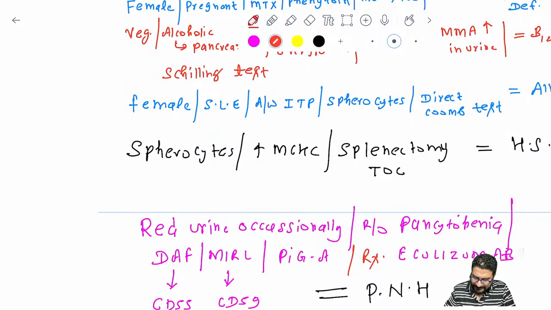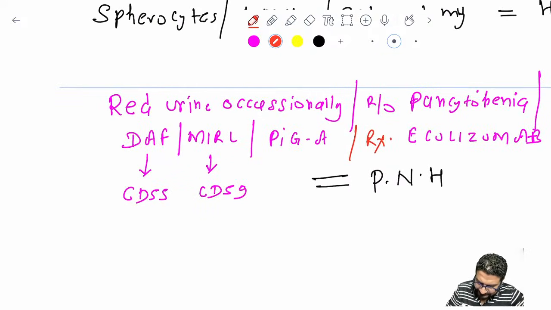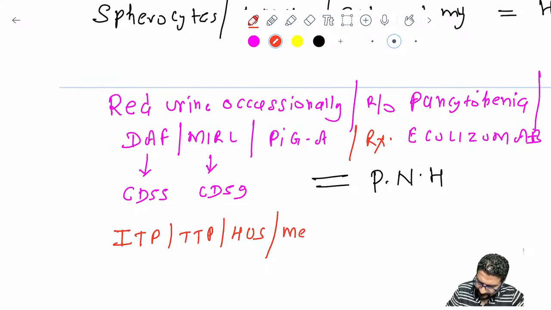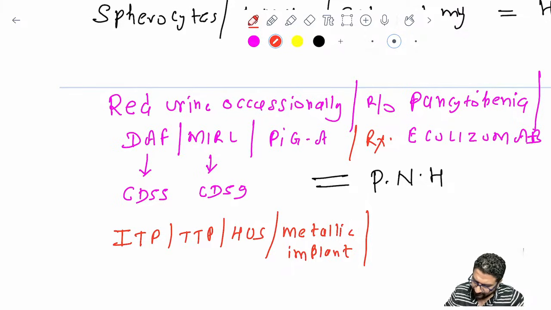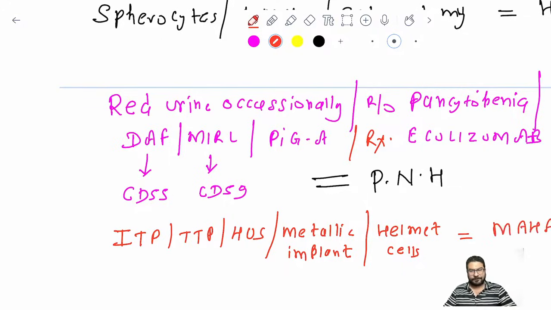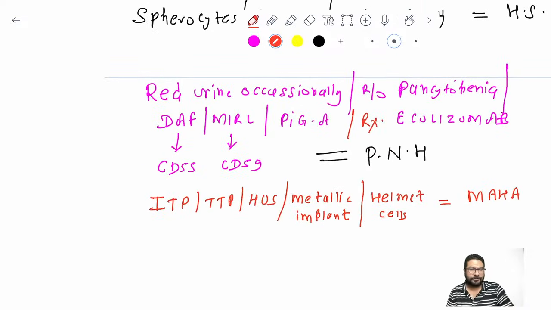Okay, moving to next, what they ask you: suppose the patient has ITP, TTP, HUS association, or they can give you any metallic valve or metallic implant, and in the peripheral smear you will find something called helmet cells. This is something that you should know about MAHA, microangiopathic hemolytic anemia.